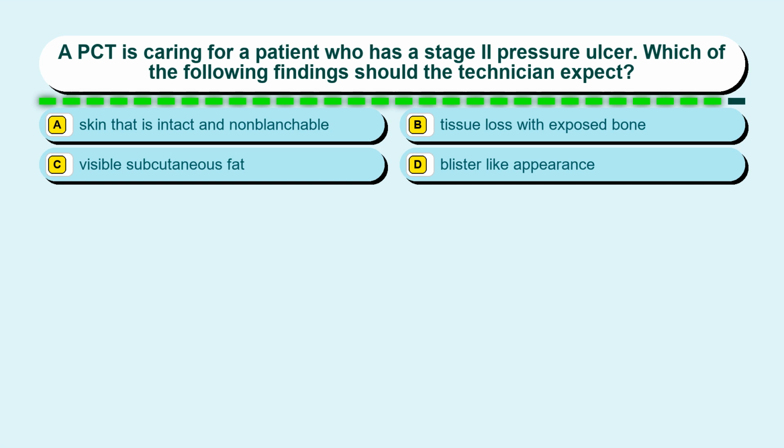Question 43. A PCT is caring for a patient who has a stage 2 pressure ulcer. Which of the following findings should the technician expect? Option A, skin that is intact and non-blanchable. Option B, tissue loss with exposed bone. Option C, visible subcutaneous fat. Option D, blister-like appearance.